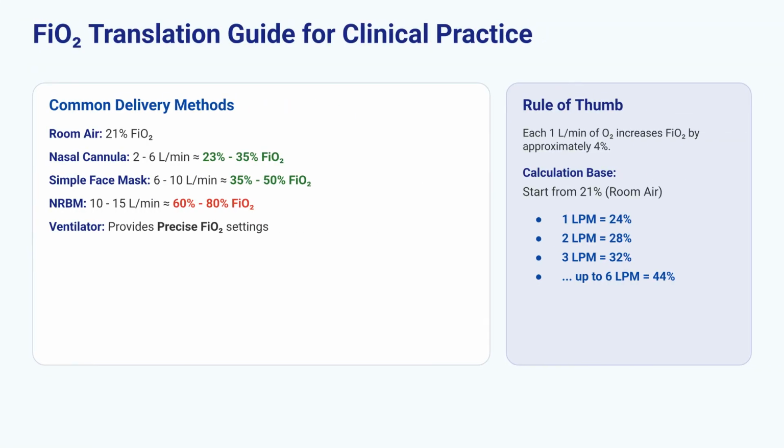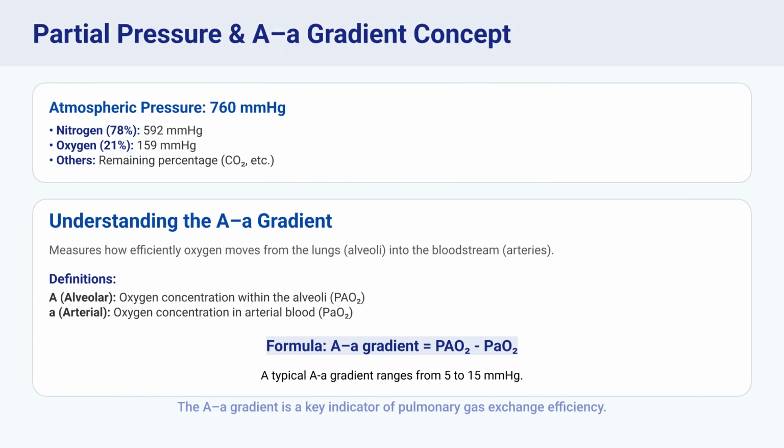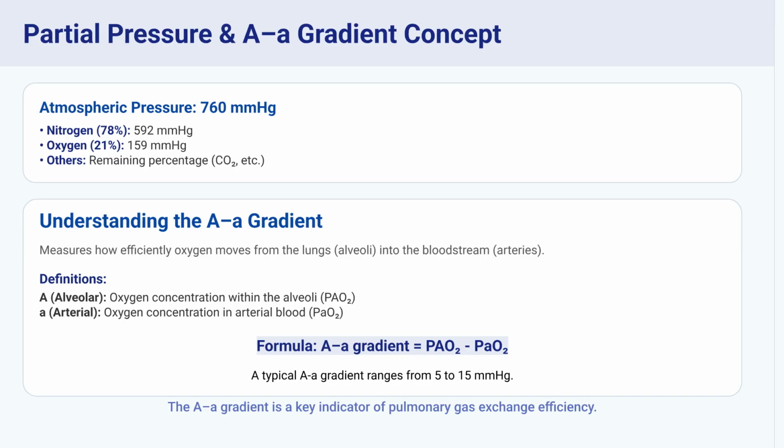It's important to translate oxygen flow rates into FiO₂ values. The rule of thumb is that each 1 liter per minute of oxygen increases FiO₂ by approximately 4%, starting from 21% room air. The AA gradient measures the efficiency of oxygen transfer from the alveoli to the arteries. It is calculated as alveolar oxygen pressure minus arterial oxygen pressure. A normal gradient ranges from 5 to 15 millimeters of mercury.